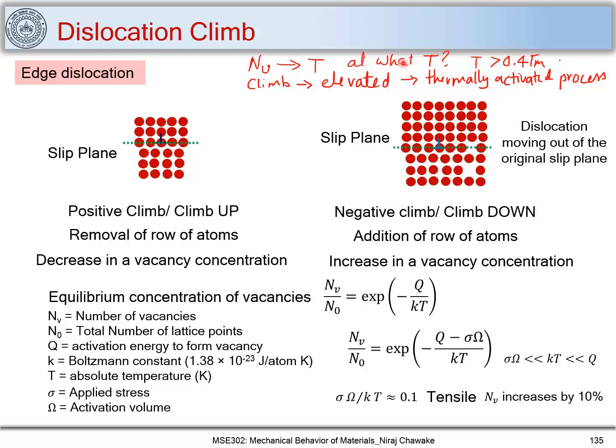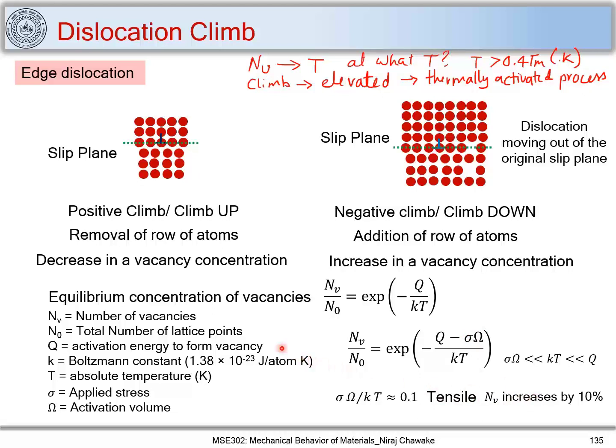Climb generally occurs at high temperatures, it is a high temperature phenomenon. By high temperature, I mean a temperature more than 0.4 Tm of an alloy, and this Tm is always measured in Kelvin. The equilibrium concentration of vacancies increases with temperature, as you can find using this relation. And this concentration of vacancies is also affected by an applied stress. If it is tensile, you can see that there is an increase in the concentration of vacancies.